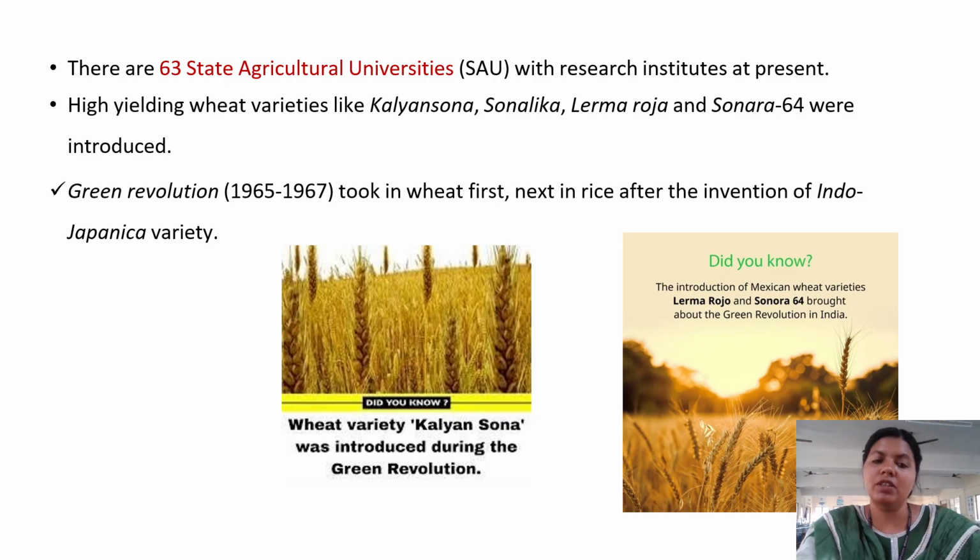So the Green Revolution happened between 1965 and 1967, which took wheat first, and then it happened in rice after the introduction of the Indo-Japonica variety. You can see the picture of the Kalyan Sona wheat variety here.